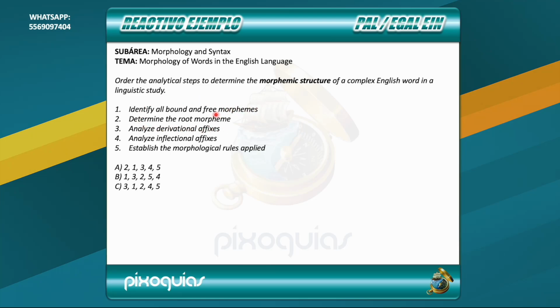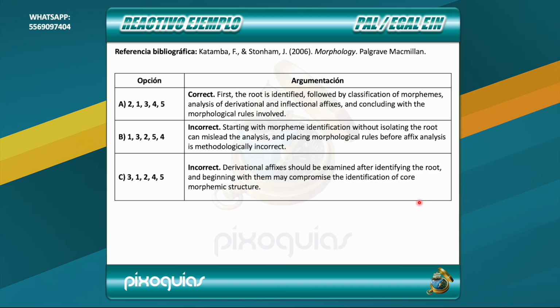3. Analyze derivational affixes. 4. Analyze inflectional affixes. And 5. Establish the morphological rules applied. This is the correct sequence because first the root is identified, followed by the classification of morphemes, analysis of derivational and inflectional affixes, and concluding with the morphological rules involved.